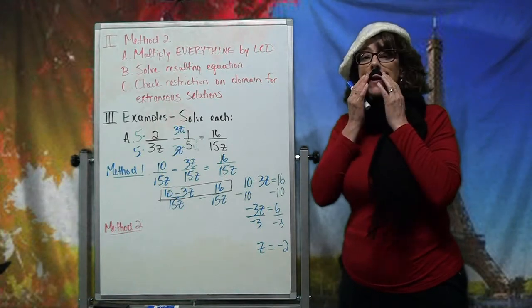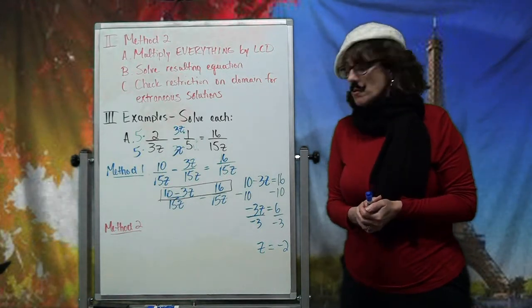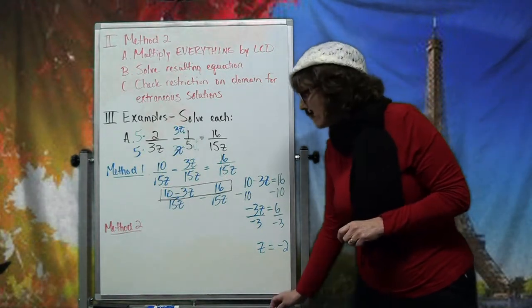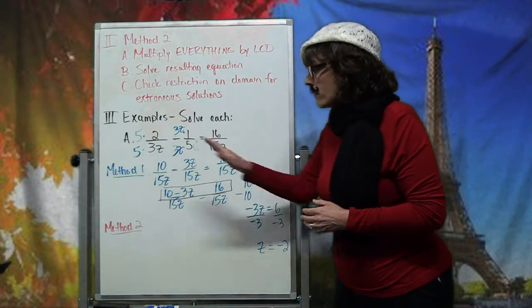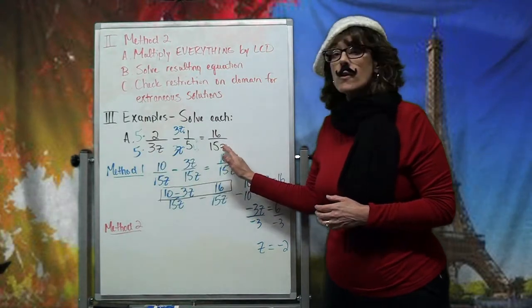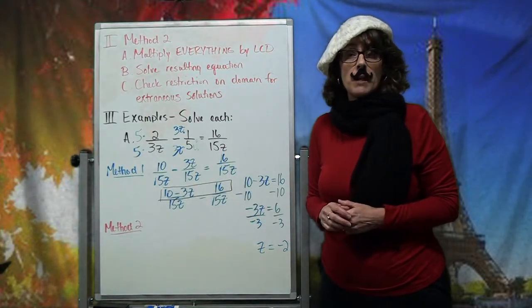I just need to be very careful about restrictions on the domain. And we've talked about restrictions on the domain before. And remember, what that means is I've got to ensure that whatever I plug in here and here does not create a 0 in the denominator of the fraction.